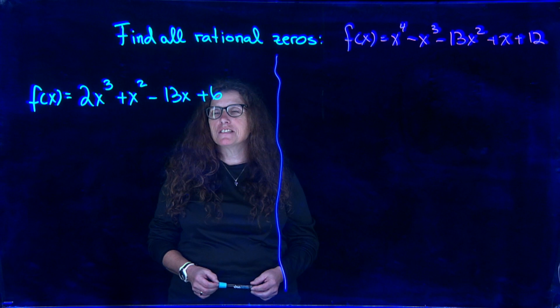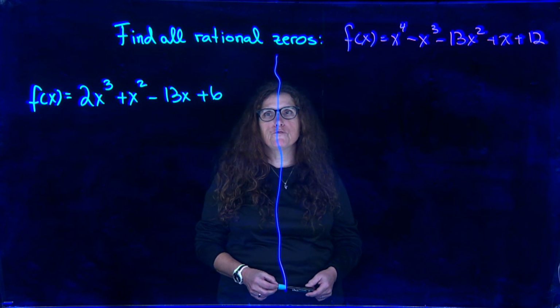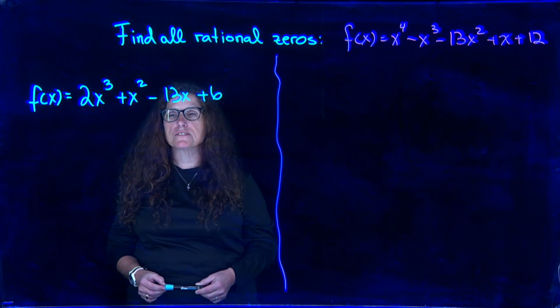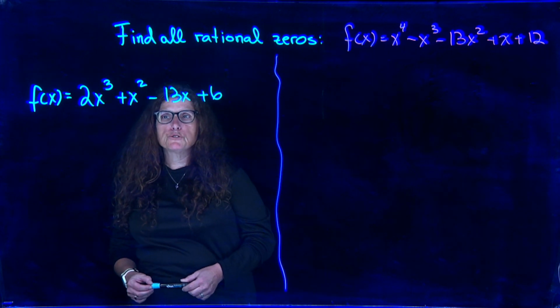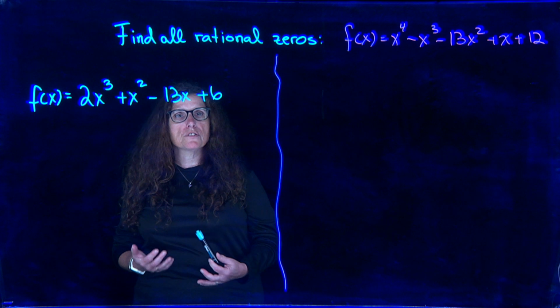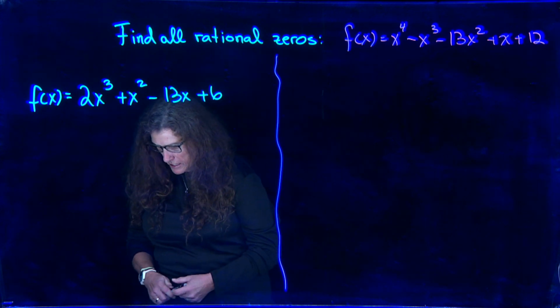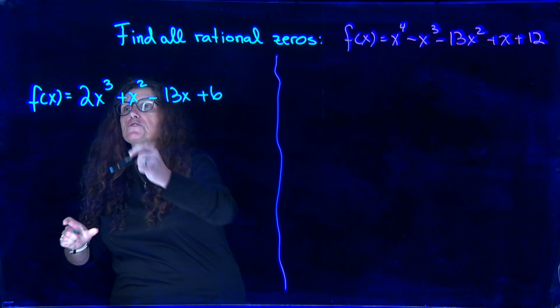Let's take a look at these two problems. We want to find all rational zeros for each of those polynomials. Now, to narrow down our choice of zeros, let's make a list of possible zeros first.